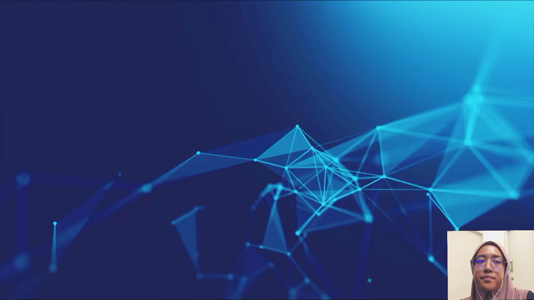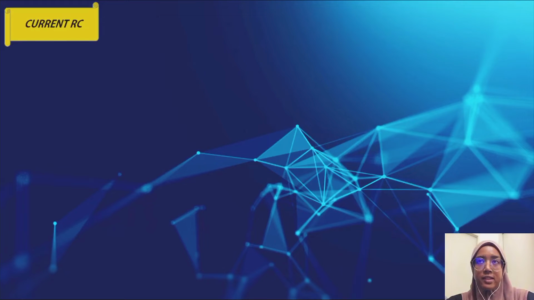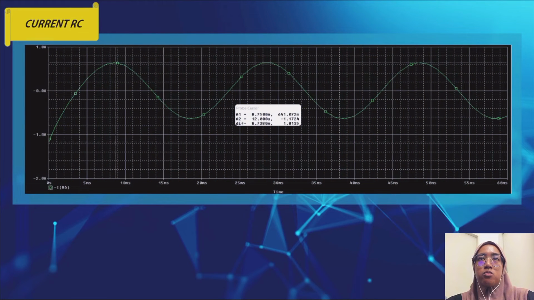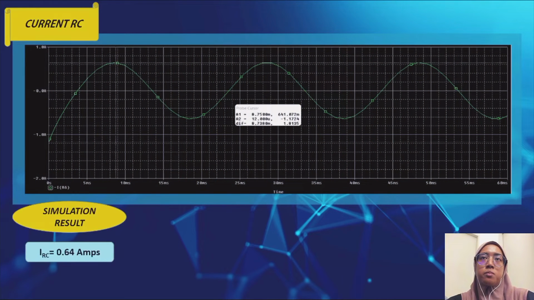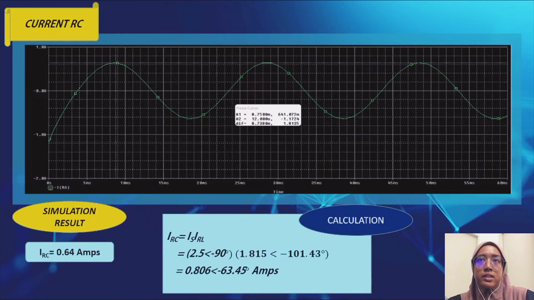Next is the current IRC. At the time we got the value IRC equal to 0.194 ampere, and it was more similar, within the range between 0.1 to 0.3 also, and the value of the calculation is 0.806 ∠ -63.45 degree, using IRC is equal to IS multiplied by IRL.